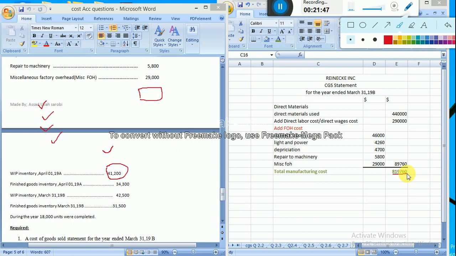So what will we do? We will add this 41,200 work in process with this.